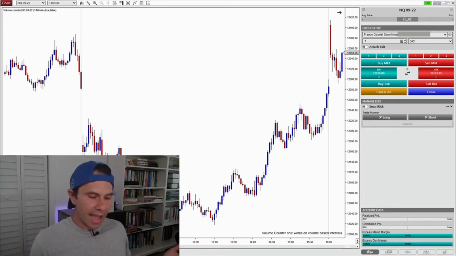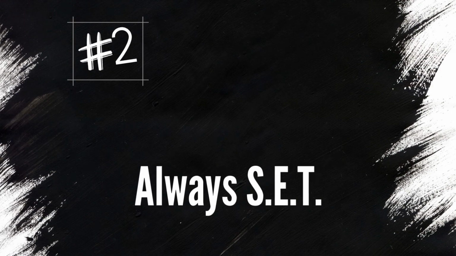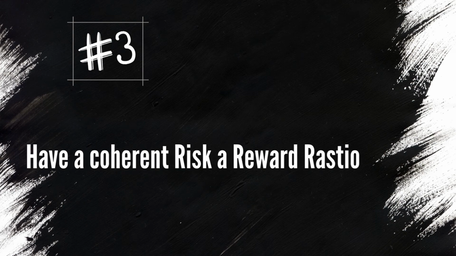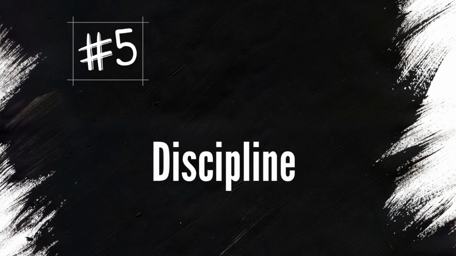So with that, I'm going to wrap up this video. 5 simple steps, right? Number 1 is go to the charts and seek patterns. Number 2 is always use stop, entry, and target orders. Number 3, risk management. Number 4 is log your trades, and that's on a star right there. I do think this is the most important. And number 5 is discipline.